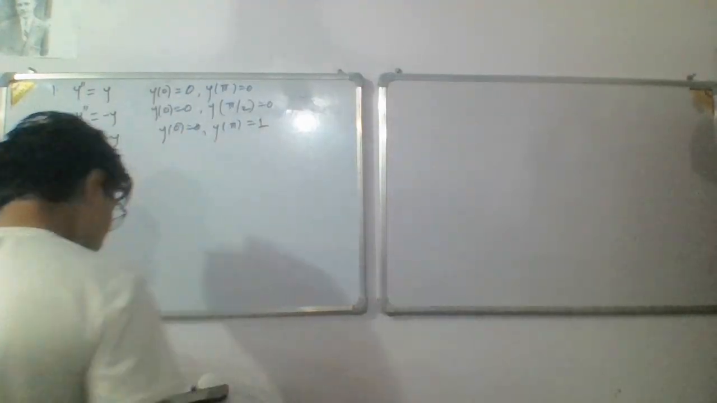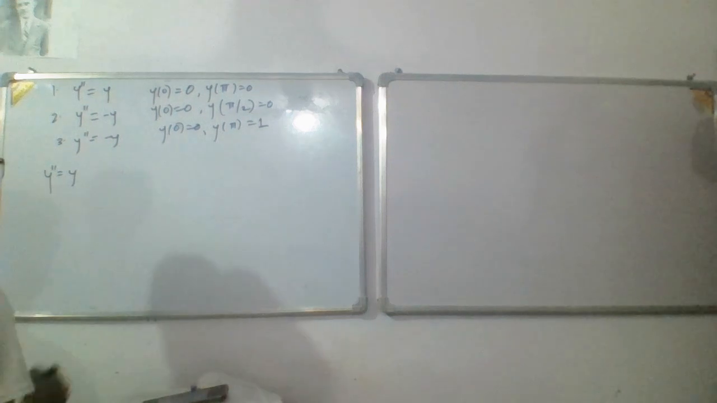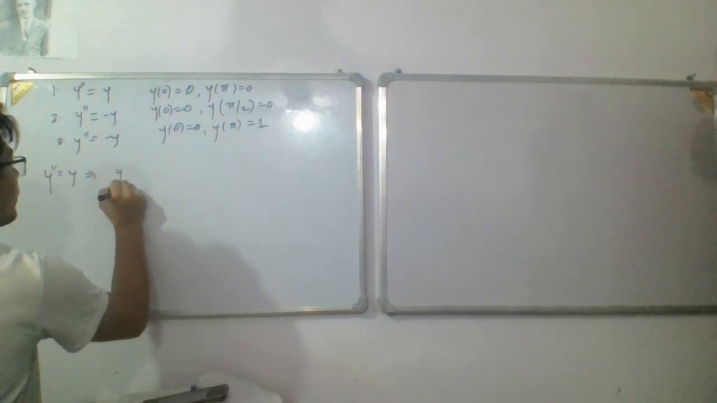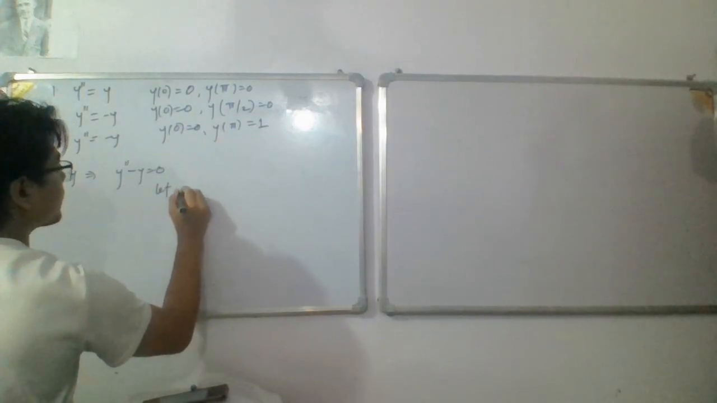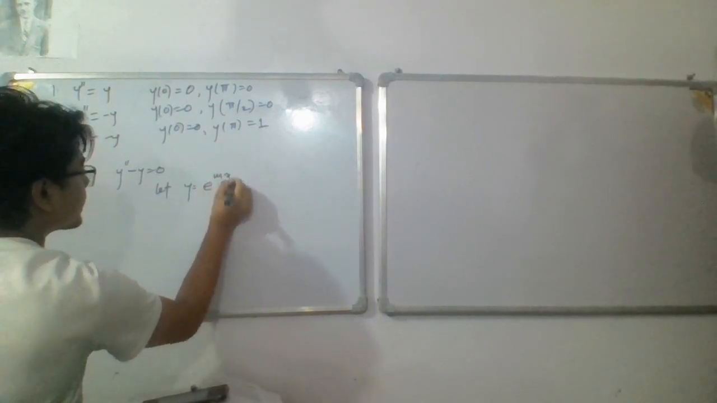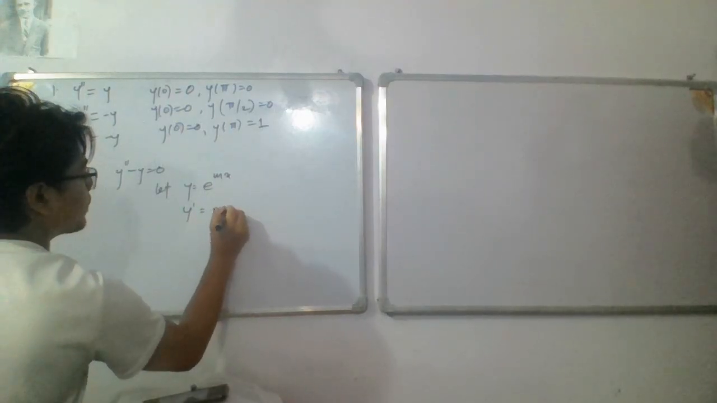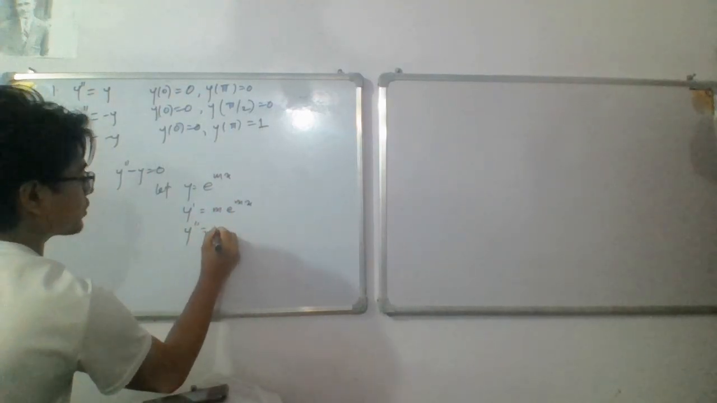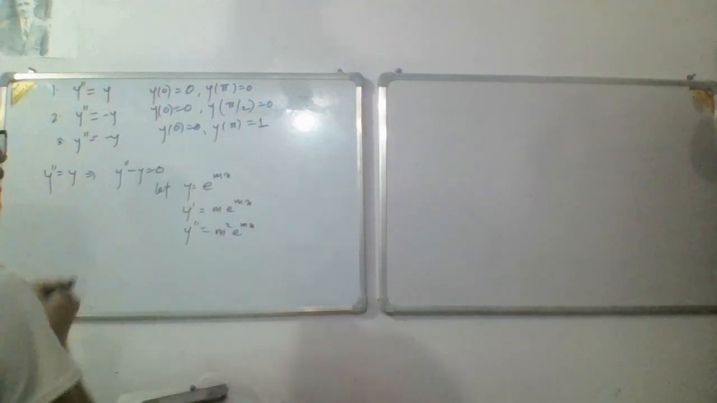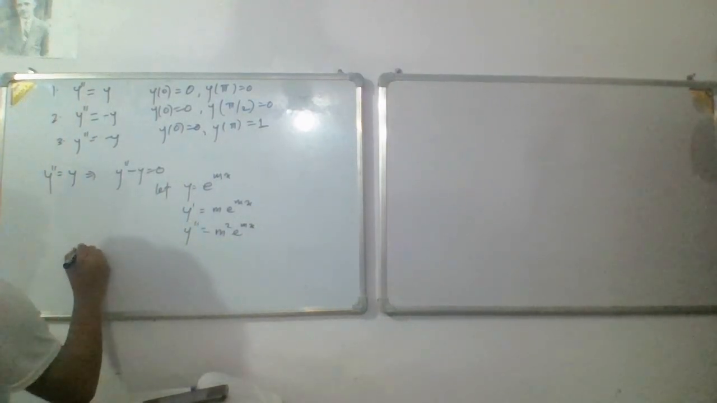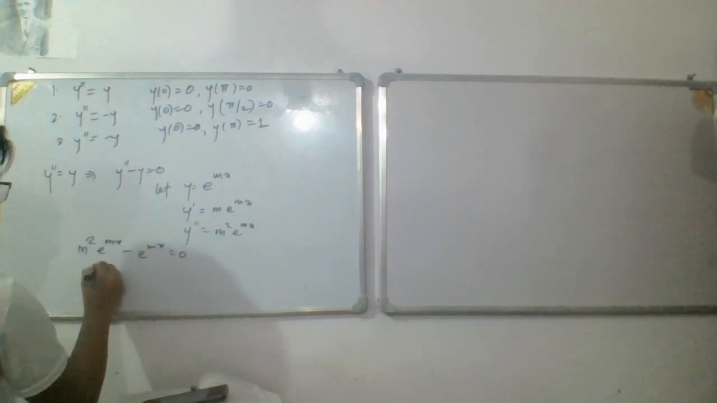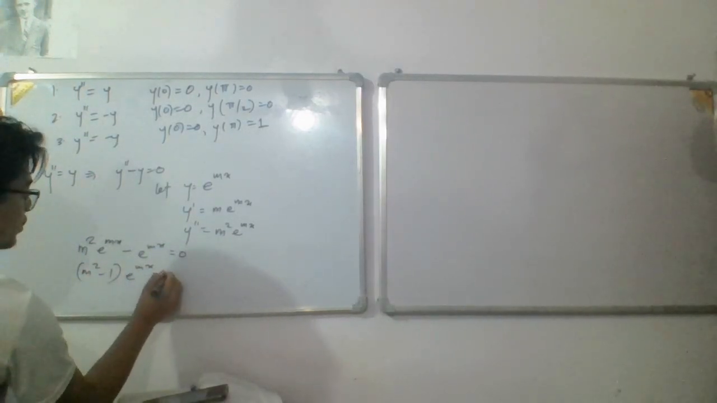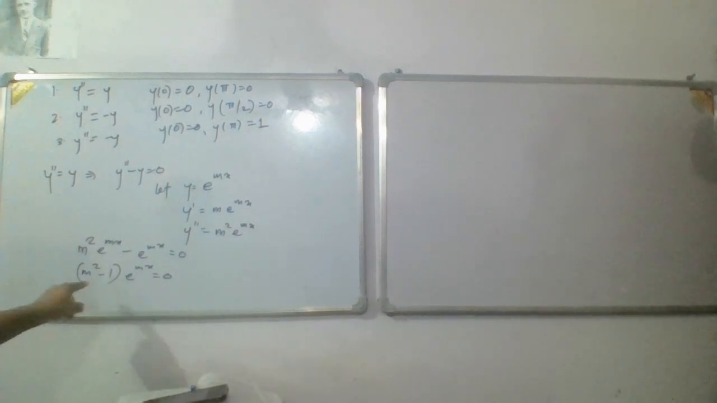Let's try to find the solution of the first equation, y double dash equals y. The solution can be found from y double dash minus y equals 0. Let the solution of y be e to the power mx. That gives us y dash equals m e to the power mx, and y double dash equals m squared e to the power mx. If we substitute these, we get m squared e to the power mx minus e to the power mx equals 0. Taking e to the power mx common, we get this equation.